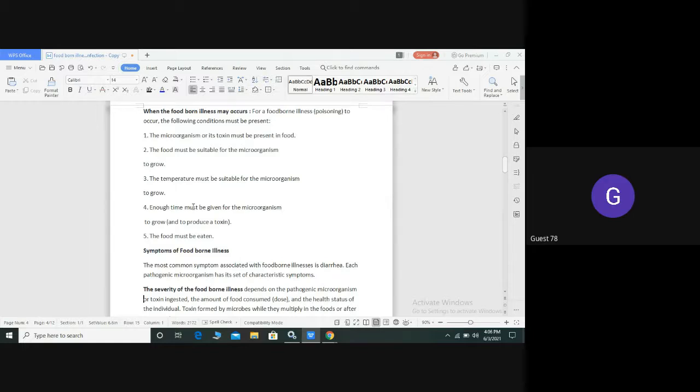Temperature was already discussed. When heat is applied, it cannot develop, and when freezing is applied, it cannot develop. So proper temperature is required for growth and development. So stale food is very prone to causing food poisoning. Enough time must be given for the microorganism.